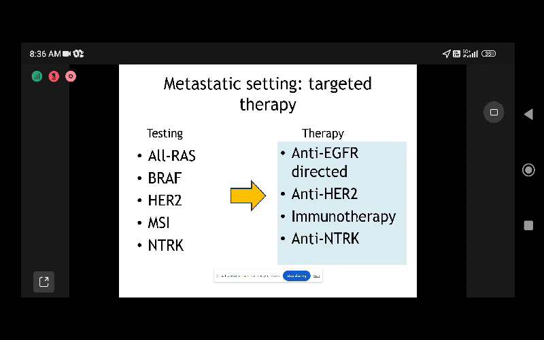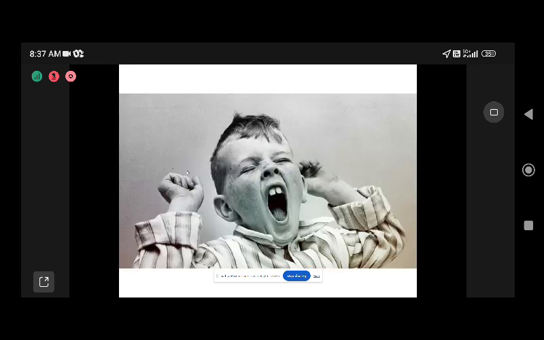And now we have also seen that in the neoadjuvant setting, immunotherapy in MSI high tumors can show very good response and even complete response, leading to organ preservation. And very rarely you can find NTRK, for which very good anti-NTRK inhibitors are there. So in the metastatic setting, the goal is mainly to look for targeted therapy. Usually we do either HER2 immunohistochemistry, MSI immunohistochemistry, or we can do sequencing to identify whether these mutations are present, and then we can choose what targeted therapy is required.